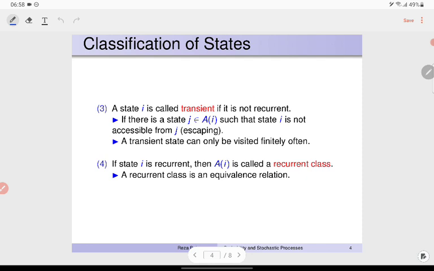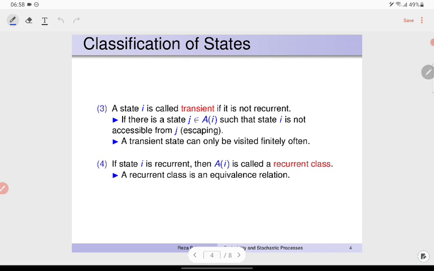So state i is called transient because there is a possibility for us to escape from this state, to go out of it. Therefore, a transient state can only be visited finitely often, because once we escape, we can no longer visit it.